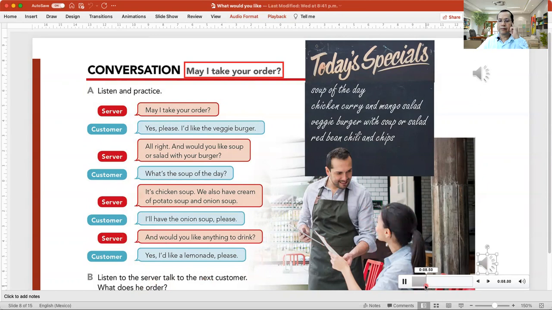Are you ready to order? Yes, I think so. I'd like the chicken curry, please. Would you like today's special, chicken curry and mango salad? Yes, I'll have the curry and salad, please. Okay, anything to drink? Yeah, I'll have a large orange juice, please. And how about some dessert? We have pie, cake, and ice cream. No dessert for me, thanks.